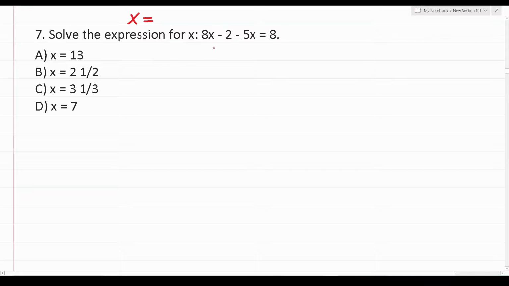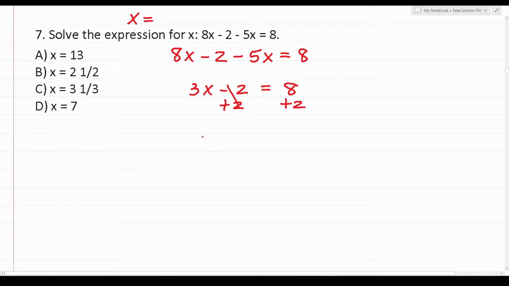Not surprisingly, I'm going to start by copying this expression down. Again, the expression is 8x minus 2 minus 5x equals 8. Right away, you should recognize that 8x and 5x are like terms, so you can combine them. 8x minus 5x is going to be 3x, so this becomes 3x minus 2 equals 8. Now we can add 2 to both sides. This will cross out here, leaving you with 3x. As we can see, 3x is equal to 8 plus 2, which is 10.